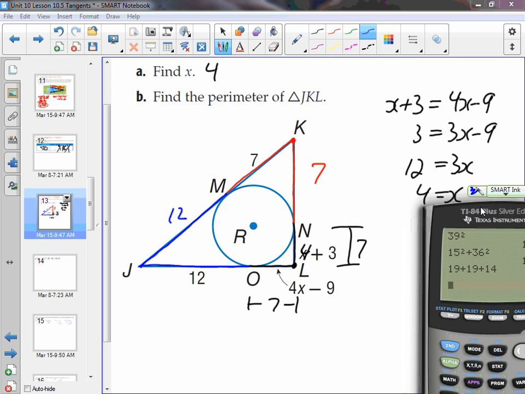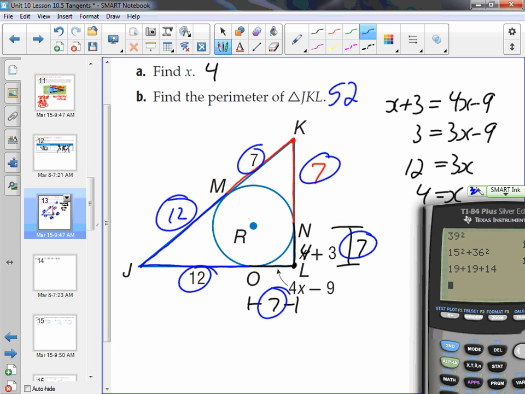And I tell you, a lot of times, I don't even bother actually finding the length of the sides. I'll just add up the little pieces. 7 plus 7 plus 7 plus 7 plus 12 plus 12. Because in my head, I can do 7 times 4 pretty quickly. I can do 12 times 2 pretty quickly. But, you know, whatever works best for you. All right. Questions?